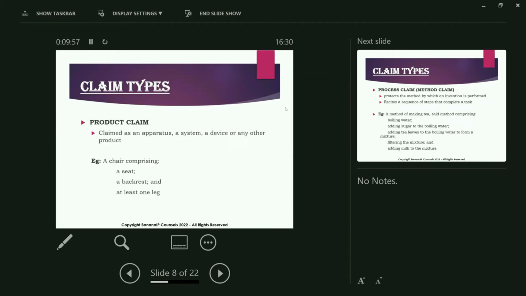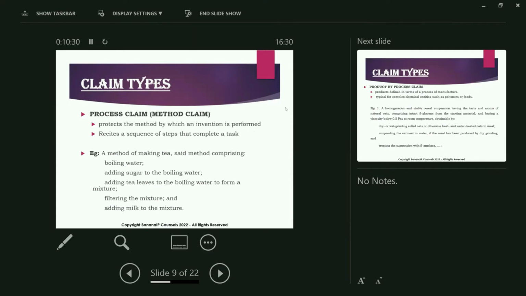The next claim is a product claim. These claims address an apparatus, a system, an article, or some object, or any other physical entity as such. If you have a product that is to be claimed, in such a scenario we use these product claims. We have explained it with an example: a chair comprising a seat, a backrest, and at least one leg. So we have a product here and we are claiming the product.